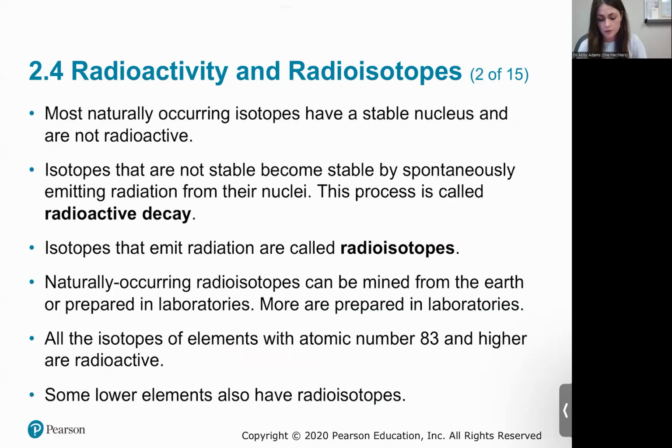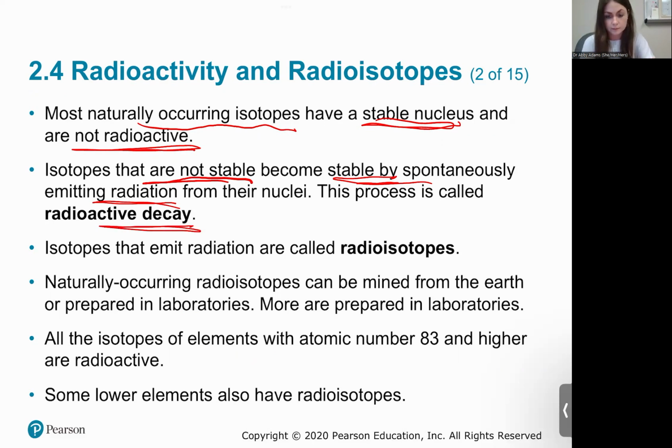So most naturally occurring isotopes are not radioactive. Some are, but most are stable. Whenever they are not stable, they start to become stable by emitting radiation from their nuclei. That is called radioactive decay. So some are naturally occurring radioisotopes.